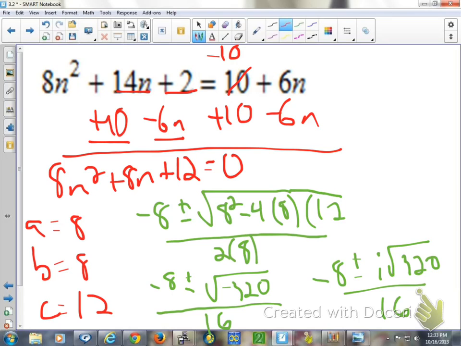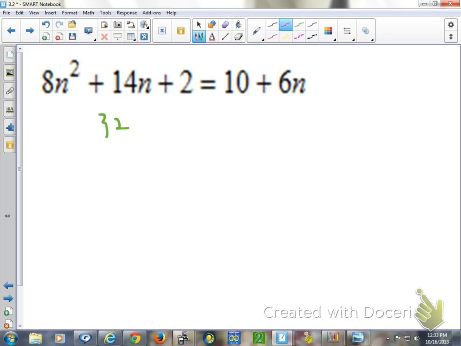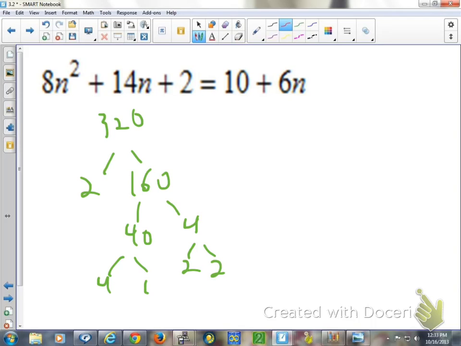Who can tell me the next step that we're going to have to do right here? Is 320 a perfect square? No. So what do we have to do? We have to factor it. That's right. So here we go. Factoring 320. I think that goes down into 2 and 160. 40 and 4. 4 and 10. 2 and 2. 2 and 5. That is how 320 factors.